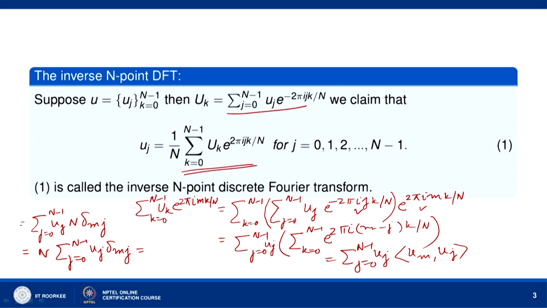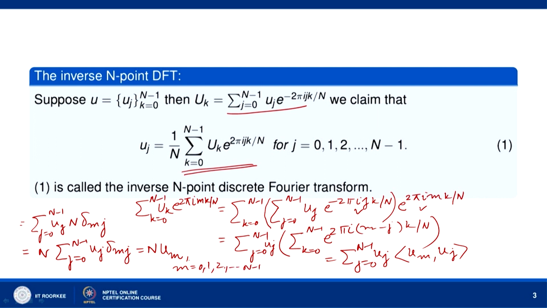It will be equal to 1 when m is equal to j, otherwise it is 0. So, when j is equal to m, this sum will be equal to u m, otherwise delta m j will be 0 for every other j which is not equal to m. So, then other terms will be 0. So, this is n times u m. So, we can see that sigma k equal to 0 to n minus 1 u k e to the power 2 pi I m k by n is equal to n times u m, where m is taking any value from 0, 1, 2 up to n minus 1.